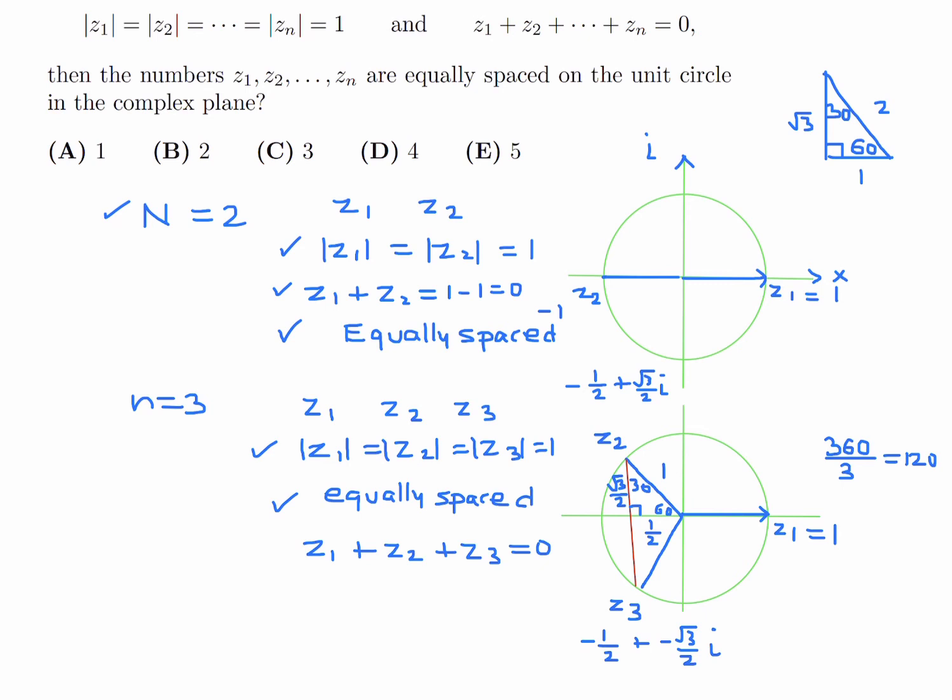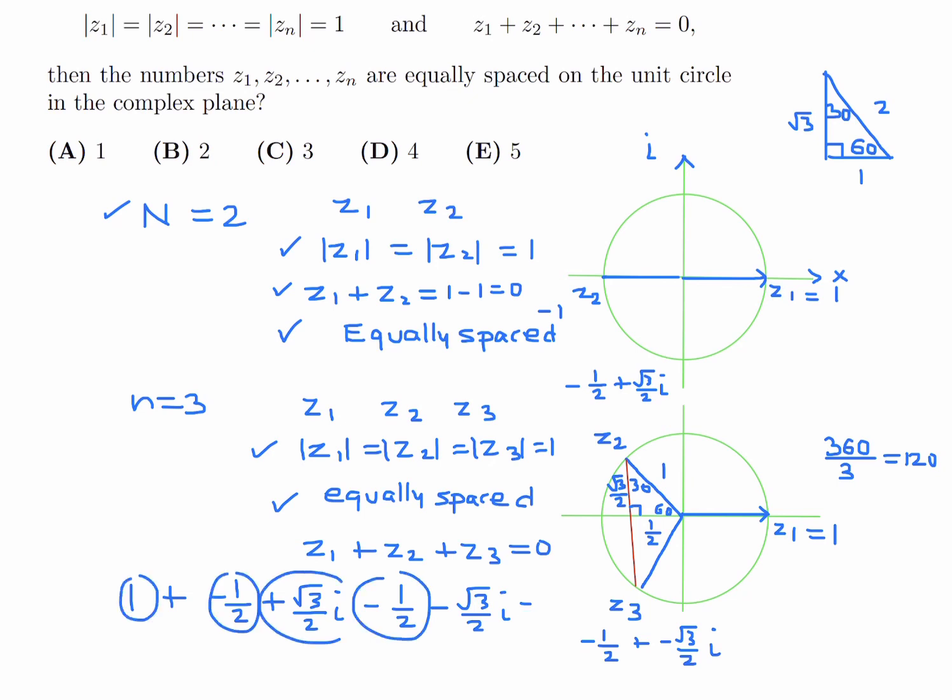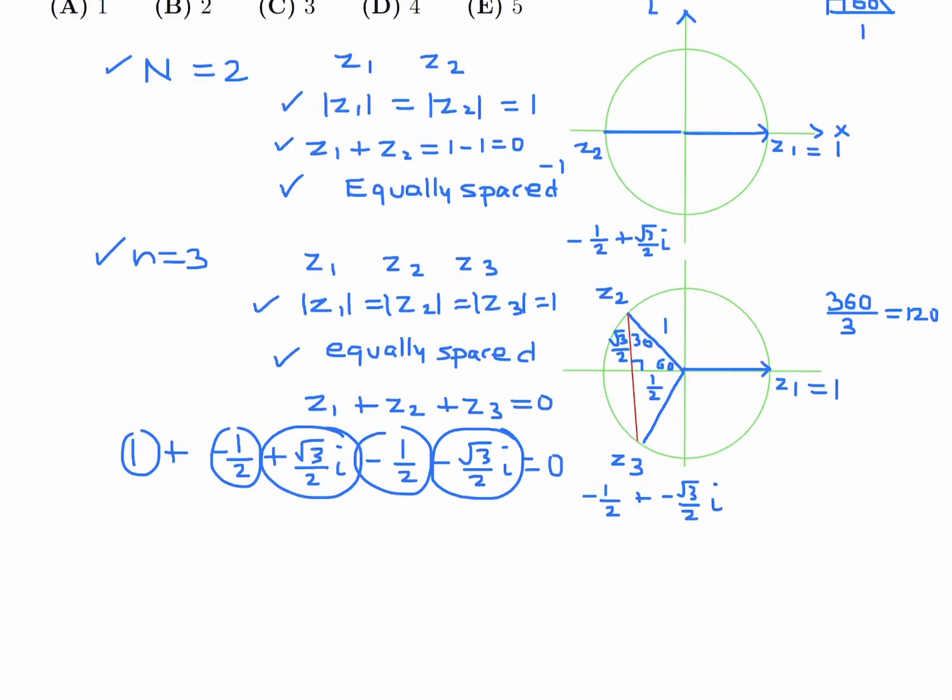Okay, let's add them up. Z1 is 1, Z2 is minus a half plus root 3 over 2 i, Z3 is minus a half minus root 3 over 2 i. And what does this equal? Well, 1 minus a half minus a half, and then plus root 3 over 2 i minus root 3 over 2 i, and that is equal to 0. There you go. n equals 3 works.